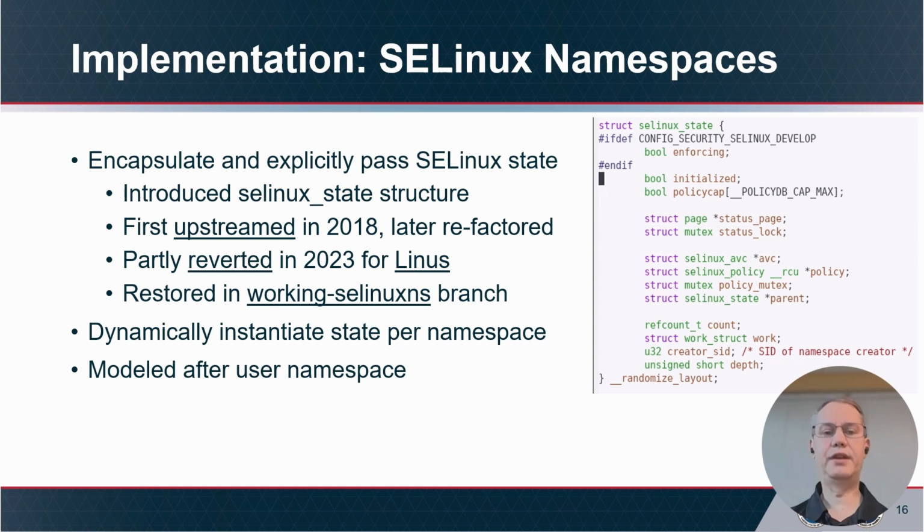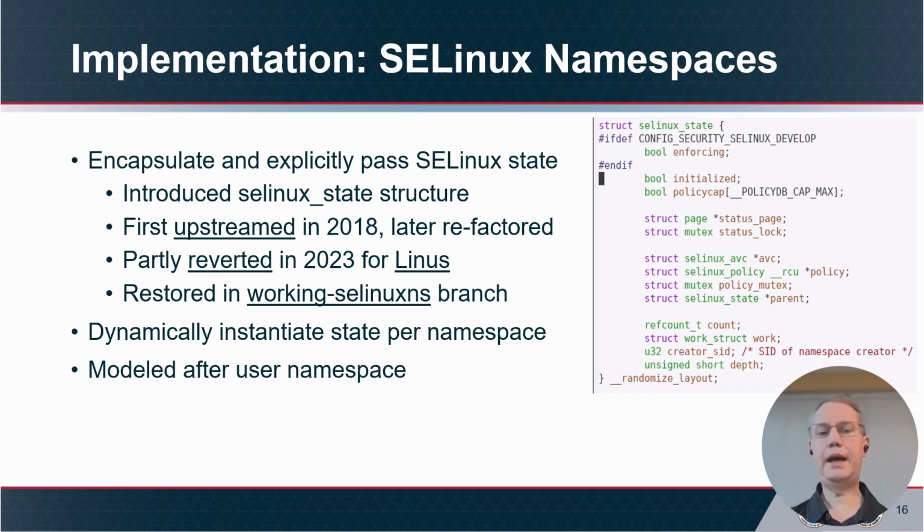In order to implement SELinux namespaces, it was first necessary to encapsulate and explicitly pass a reference to the global SELinux state, which prior to the beginning of this work back in 2017 was scattered across multiple different source code files and structures. In order to support this encapsulation and explicit passing, a new SELinux state structure was introduced. And this state structure was upstreamed actually as early as 2018 and later refactored during some work that was done to make SELinux policy reloads fully atomic.